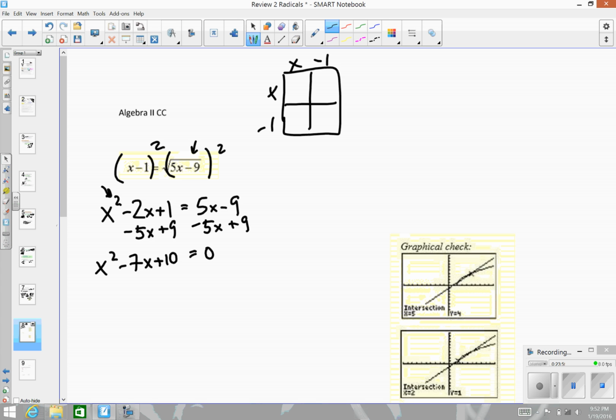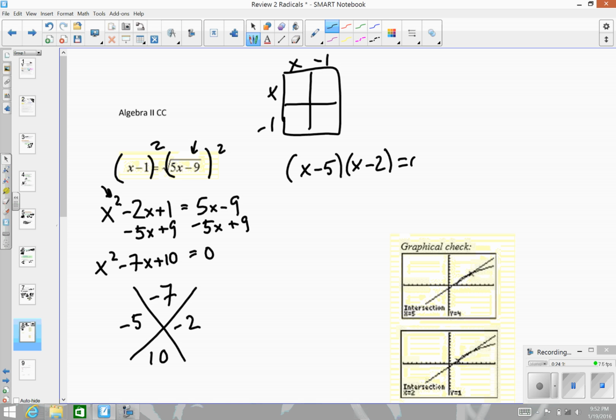Okay, looking at this, I think I can factor this. I'm looking for two numbers that are going to multiply to a positive 10 and add up to a negative 7. I think minus 5 and minus 2 will work for us. So I get (x minus 5)(x minus 2) equals 0. Set each factor equal to 0 and solve, and I get x equals 5, x equals 2.